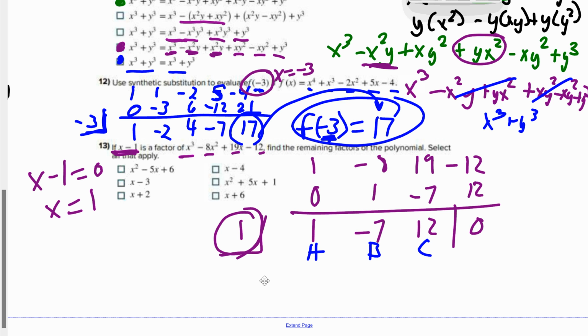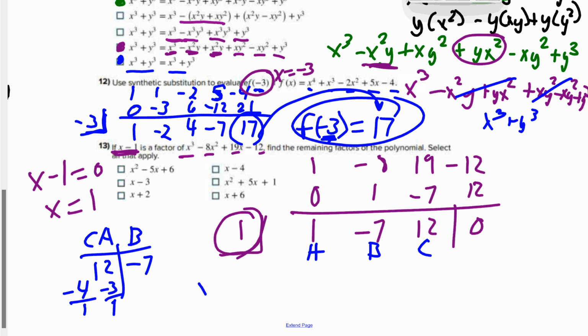Okay, what the other zeros or roots are. Or I can cab it, so I have C times A is 1 times 12 is 12, and my B is -7. So I can ask myself what times what is 12, but adds to -7. That'd be -4 and -3. Divide those by my A, which is 1. So then my factors are x minus 4, x minus 3.